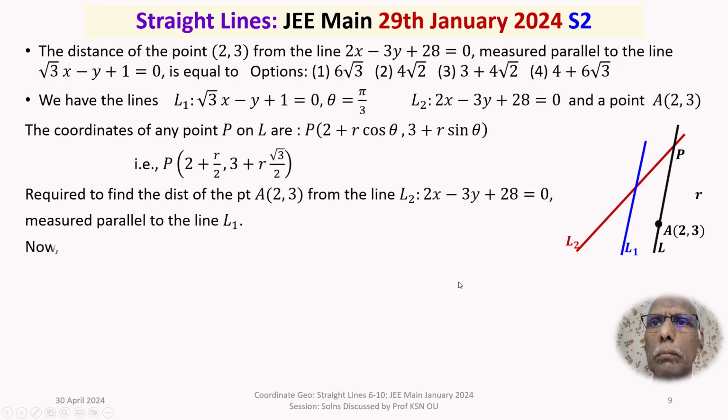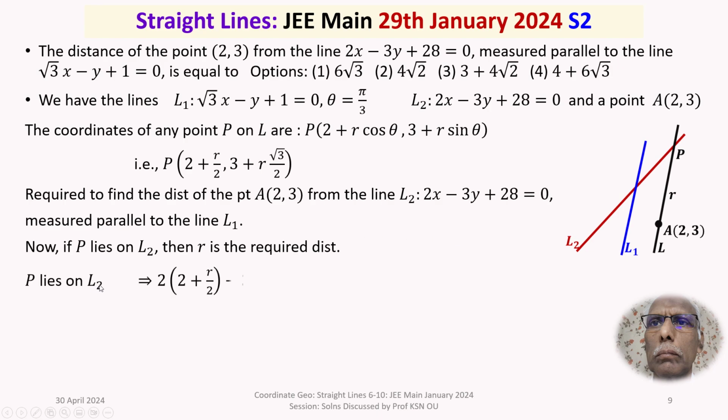So what we do is, now if P lies on L2, then R is the required distance. P lies on L2 means take the equation of L2 and substitute the coordinates of P. So 2x, that is 2 into 2 plus R by 2, minus 3y, means 3 into 3 plus R into root 3 by 2, plus 28 is equal to 0.